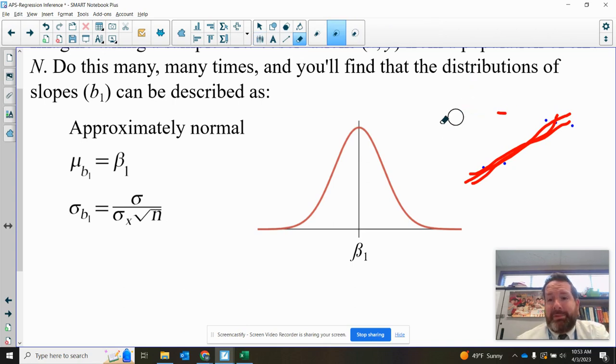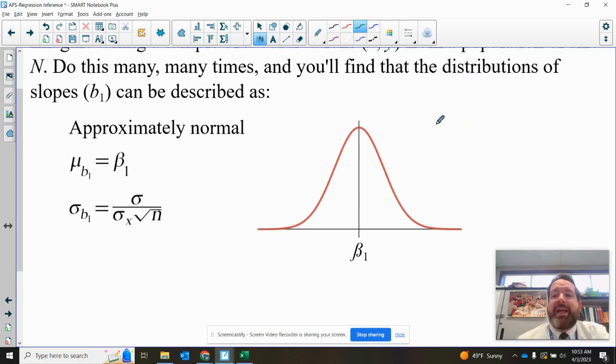Now, the sigma on top, that's the s we've talked about before. It's the standard error of the residuals. If that's big, then sigma b1 is big. If that's small, then sigma b1 is small. That's for this reason. If you've got points that are really all very close to a line, well, then guess what? You've got a pretty good idea what the slope of that line is. So if this is small, so is the variability among our sample slopes.